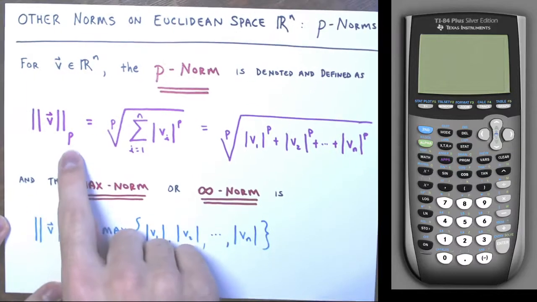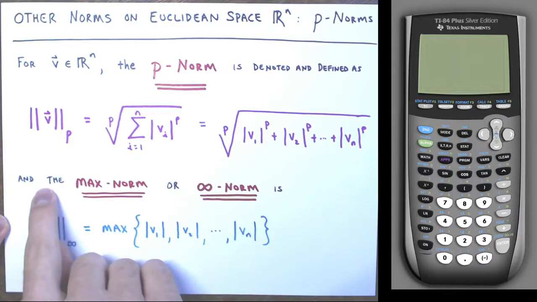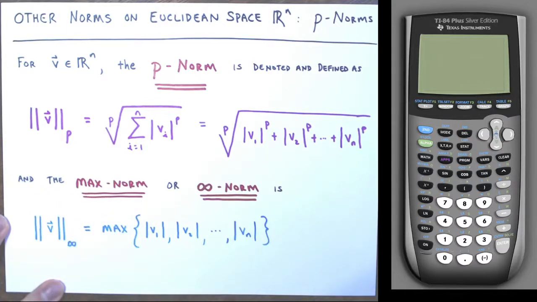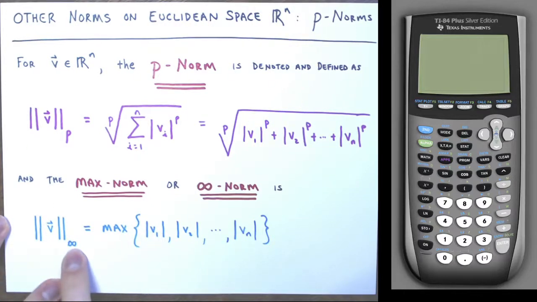And if we let p go to infinity here, we get what's called the max norm on Euclidean space, or the infinity norm of a vector. It's denoted in pretty much the same way, but instead of some actual value down here, you have infinity. So I have the norm of v with the infinity subscript. This is the infinity norm, or the max norm of a vector.